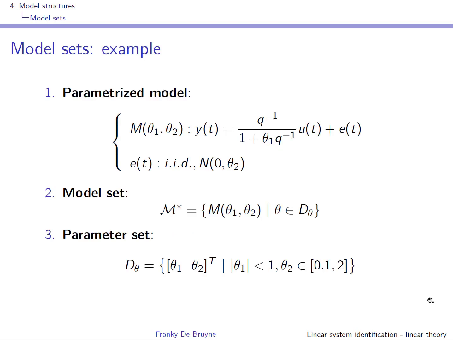So here's an illustrative example. We parameterize the system as follows. The noise model is very simple because here H(q, theta) is simply 1, and this is the parameterization of the input-output relation. The numerator is fixed and there is one parameter in the denominator polynomial.